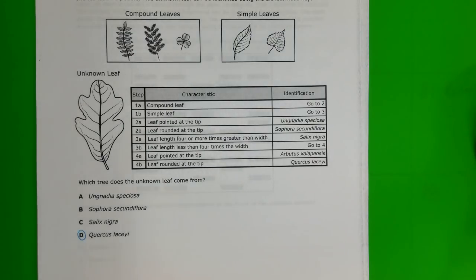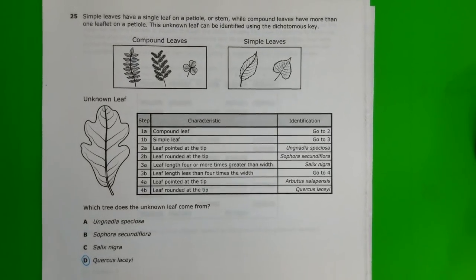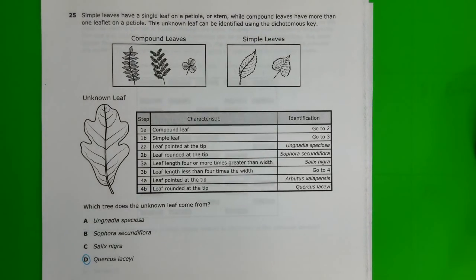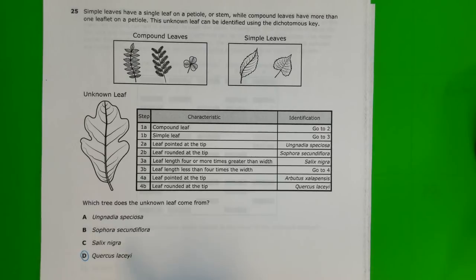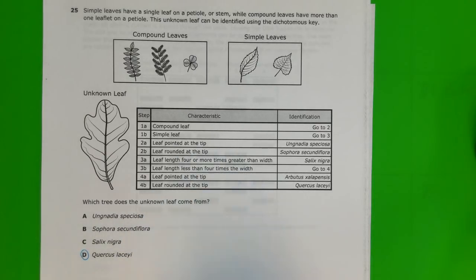25. We get to do a dichotomous key. So this is essentially a scavenger hunt. So it says simple leaves have a single leaf on the petiole or stem, while compound leaves have more than one leaflet on a petiole. This unknown leaf can be identified using the dichotomous key. Okay, so this is our unknown leaf. These are our clues to get us there.